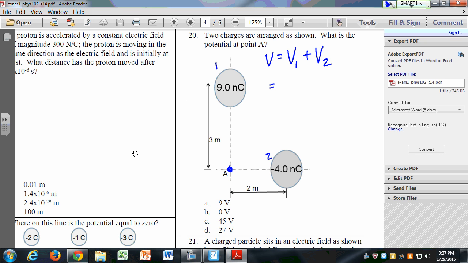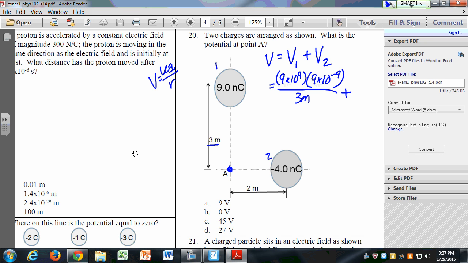That's going to be K, which is 9 times 10 to the 9th, Q, which is 9 times 10 to the minus 9, divided by R here, which is 3 meters. So V is KQ over R. That's on your equation sheet.